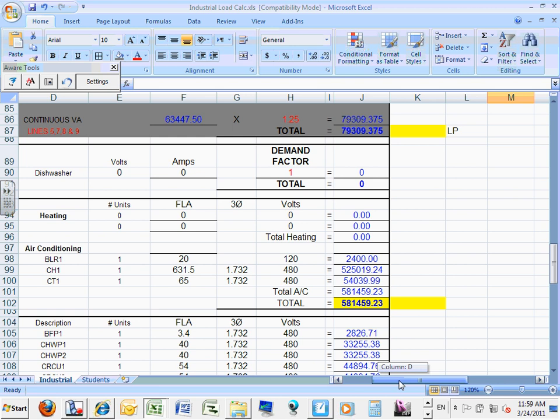Dishwasher. Where do you think a dishwasher would go? Just before you go, where would the dishwasher be? On a receptacle panel. So add this one to the receptacle panel. Yeah, go ahead, Brad. Talk to me about your math.